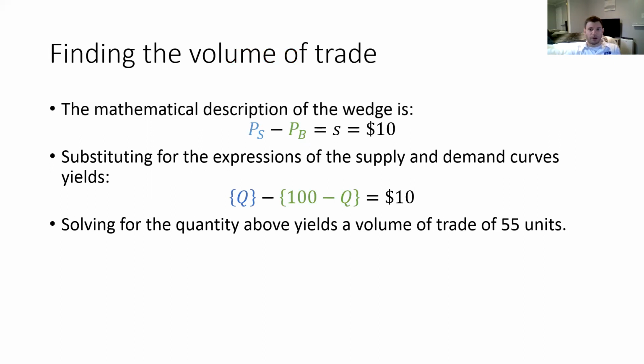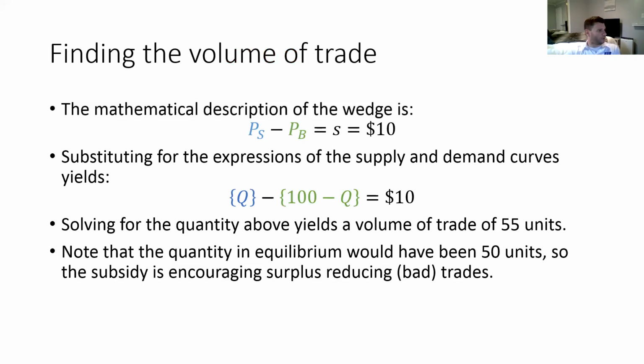Now, note that the equilibrium quantity, which we saw in a previous video, was only 50 units here. So the subsidy is encouraging a few trades that otherwise would not have taken place in equilibrium. Specifically, that subsidy, I'm going to argue, is encouraging bad trades, trades that would reduce the total surplus.